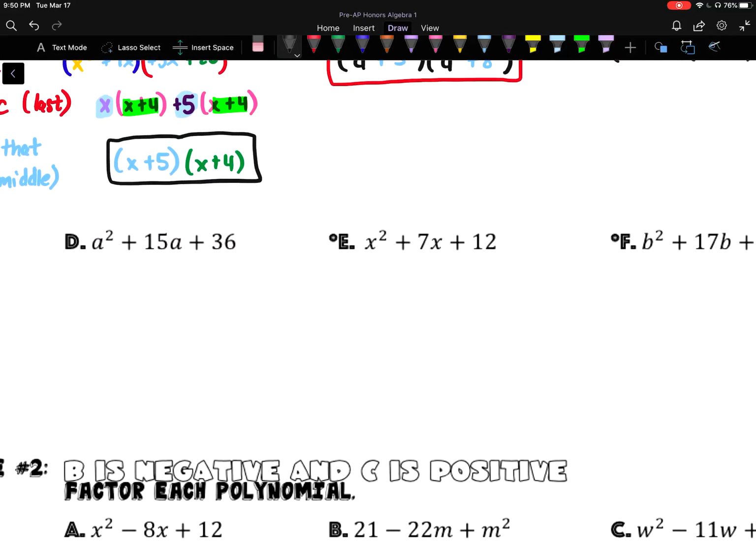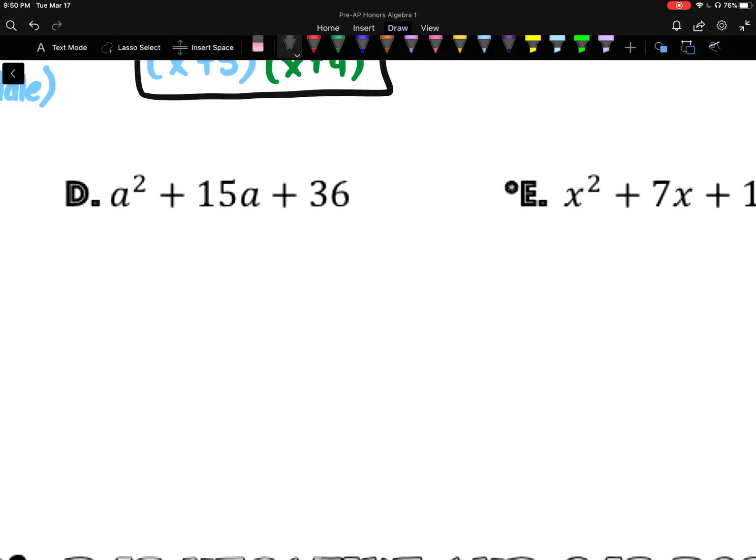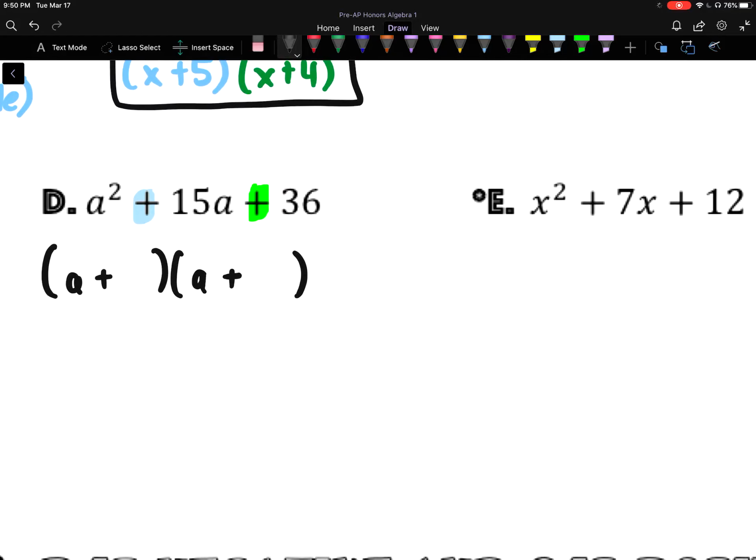All right, taking a look at problem D. Set up your two sets of parentheses. You know a goes in front because that's the only way to get to a squared. Since b is positive and c is positive, that means both of these are going to be plus signs in here. Finding my factors of 36: 1 times 36, 2 times 18, 3 times 12, 4 times 9, and then 6 times 6. Again, once you find the combination, stop.